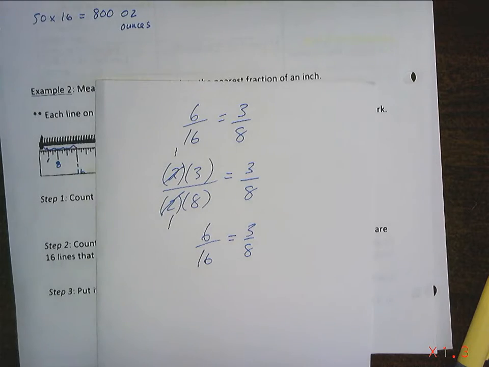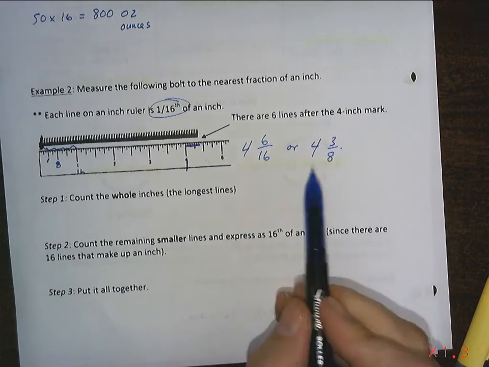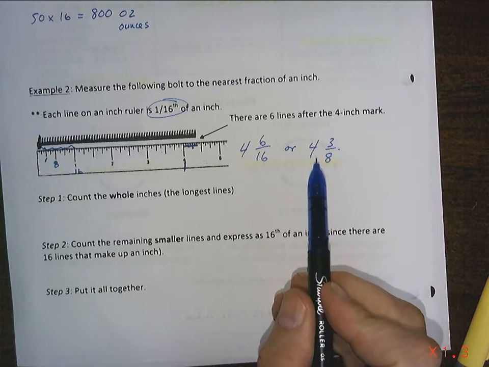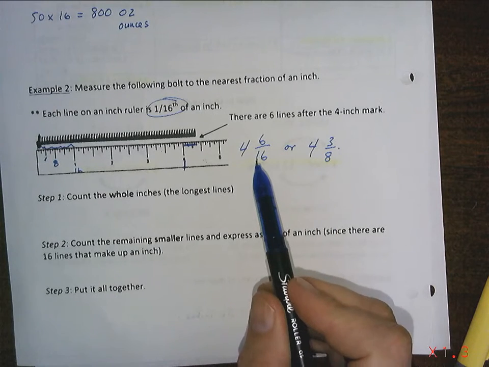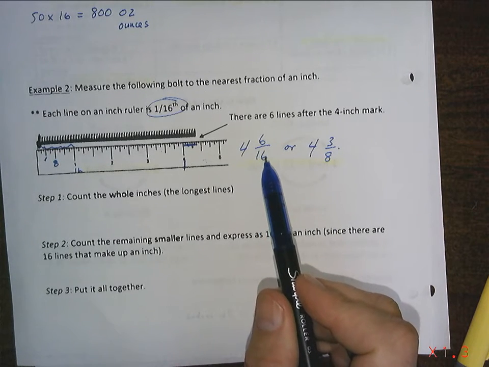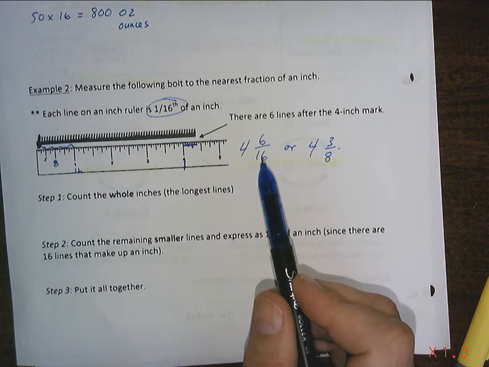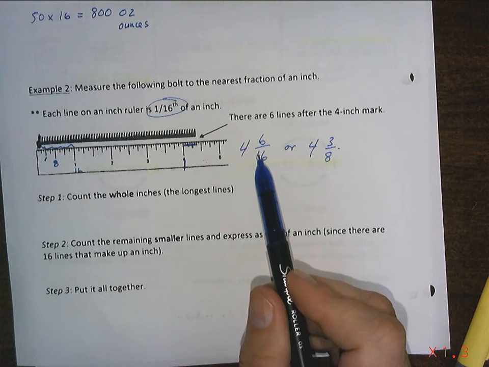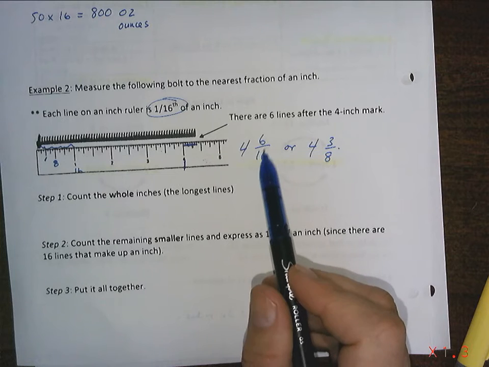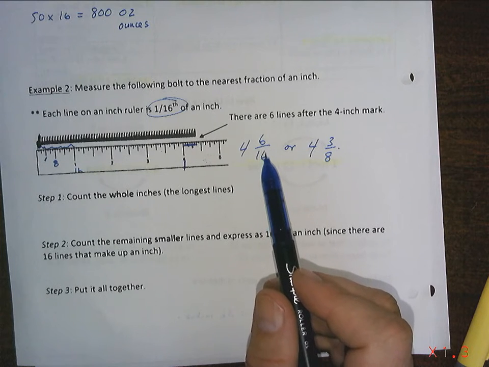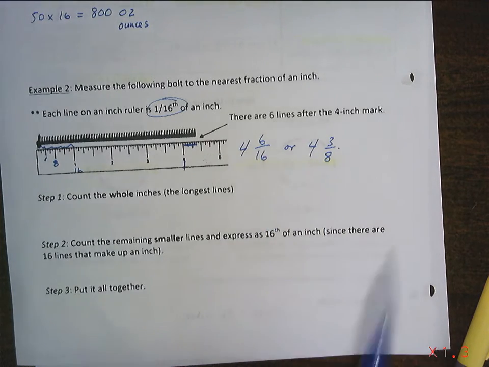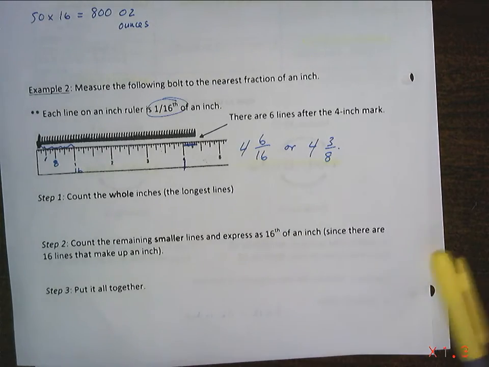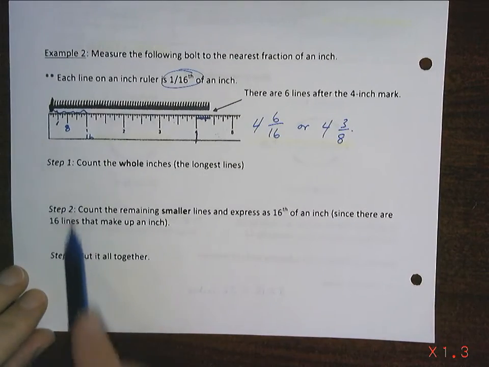And that's what we're going to do. So if you were looking for a bolt, you'd be looking for 4 3/8. If you went to Home Hardware or Rona, or any of those places, and you're looking for a bolt that's 4 6/16, probably not going to find it. They're going to change it to 4 3/8. Okay? So these are the steps that we were supposed to do.